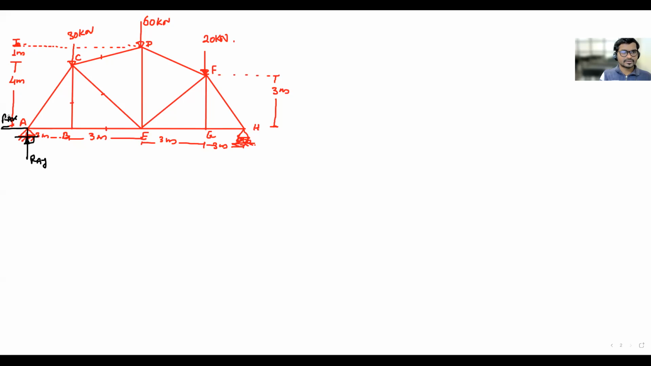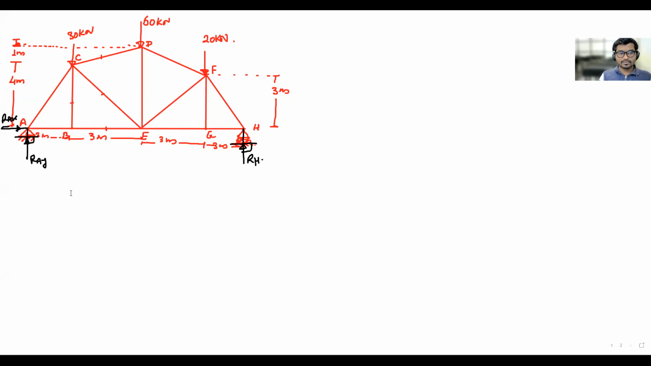Direction? To the right. Okay, we take the direction of RAX to the right. RAX towards the right hand side, RAY in an upward direction. Completed? Then at H, which type of support is there? Roller support. How many reactions? Only one reaction, vertically upward, RH. Okay. Now consider the whole truss in equilibrium and take the moment at A.